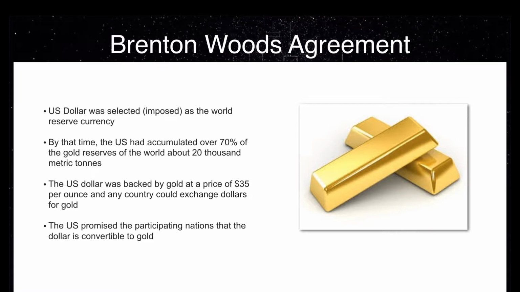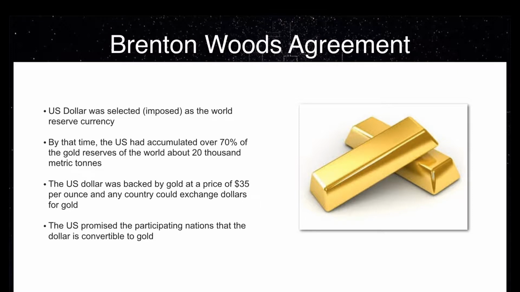There was something called the Bretton Woods Agreement, and that happened a little bit before the end of World War II, basically as World War II was coming to an end. The US dollar at that time was selected, we say selected, but it seems like more imposed on the world, as the world reserve currency. The reason why was because the US was essentially the strongest economic power industrially at the time, and we had also accumulated over 70% of the gold reserves that were circulating in the world at the time.